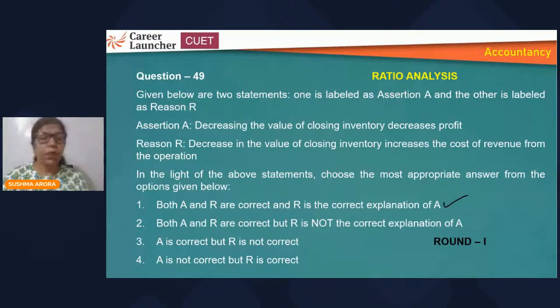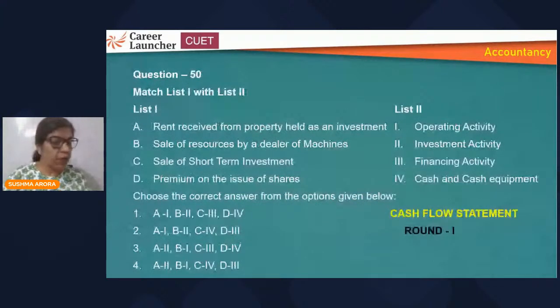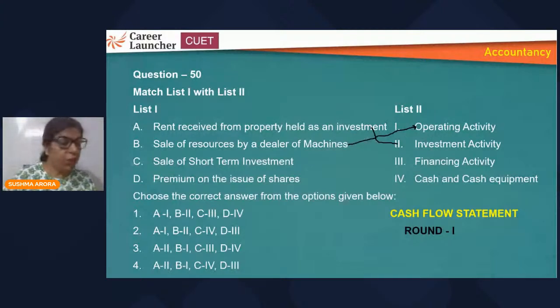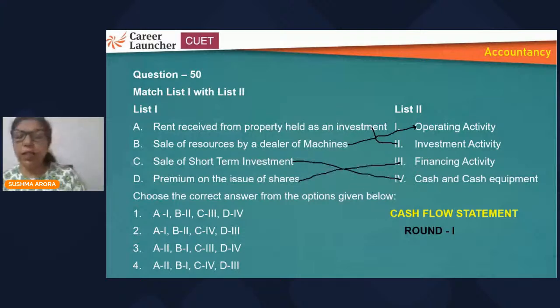Now, last question. Same way which I told you. Rent received from property held as investment, that will be investing activity. Sale of resources by a dealer, that will be operating because he is the dealer. His business is there. Sale of short-term investments, short-term investments are the part of cash and cash equivalent. Premium will be a financing activity because shares are related with financing activity. So our final answer will be the fourth.